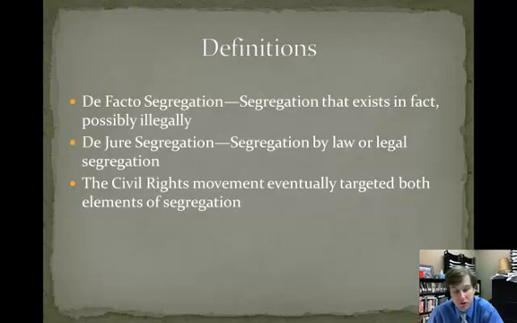De jure segregation is segregation by law, or legal segregation. So you had legal segregation in the United States in the late 19th century until about the middle of the 20th century. And the civil rights movement will eventually target both elements of segregation, at least in the 50s and 60s, though I would suggest that de facto segregation is not as important as de jure segregation was in the modern era.